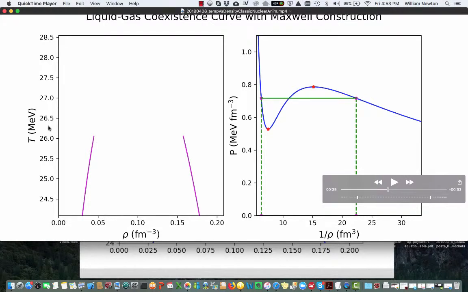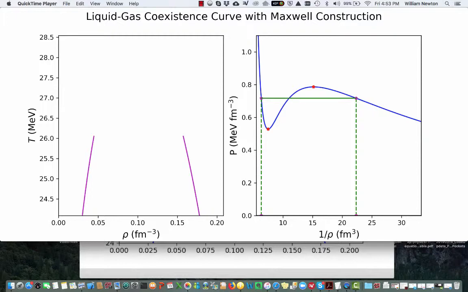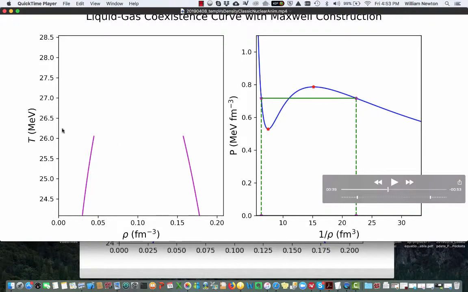Again, don't worry about the funny units here. MeV, mega electron volts, is a unit of energy, but I can turn it into a temperature by multiplying it by Boltzmann's constant. This is something that you'll become a lot more familiar with in the last 2 weeks of this course. But this is just the temperature at which the equation of state looks like this. And at this temperature, the liquid and the gas coexist between this volume and this volume, which is the same as between this density and this density.